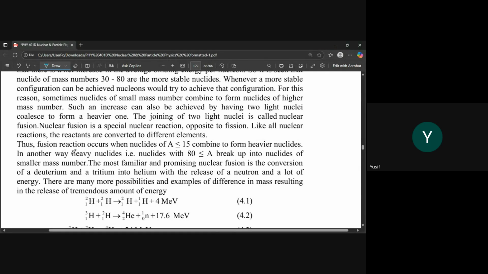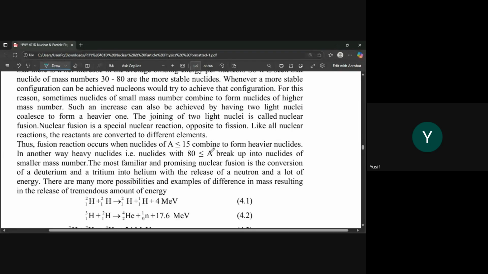That's fusion. The reaction occurs when nuclei with mass number less than or equal to 15 combine to form heavier nuclei. In fission, on the other hand, heavy nuclei, that is nuclei with mass number greater than or equal to 180, break up into nuclei of smaller mass number. So you see the changes between them.